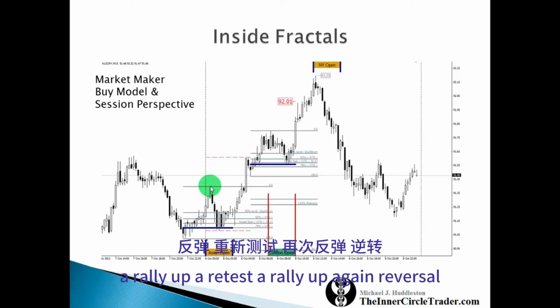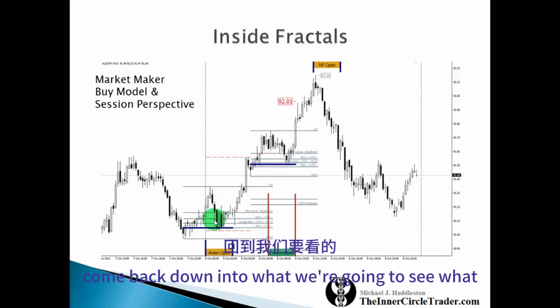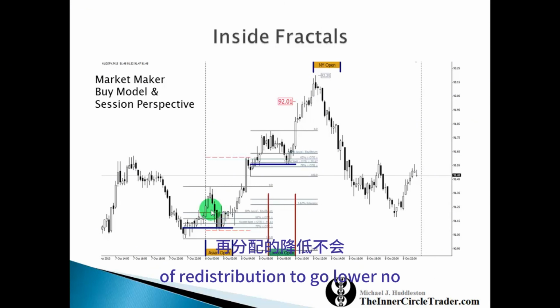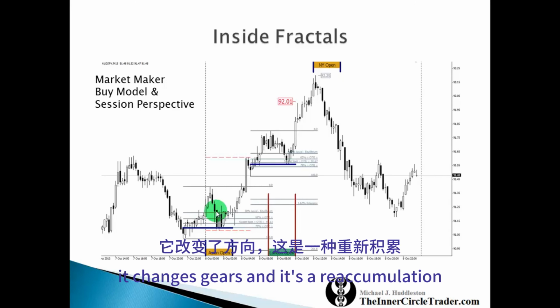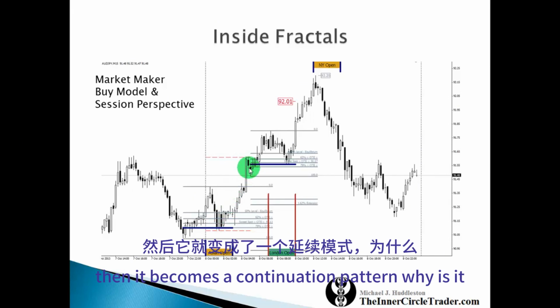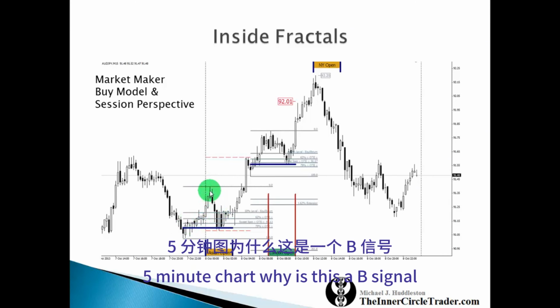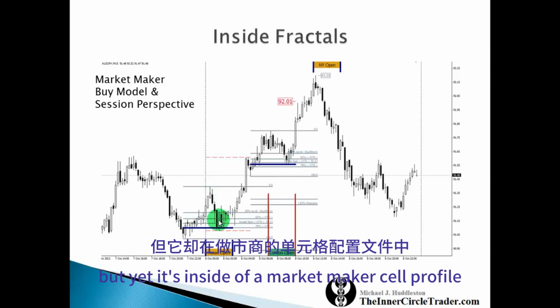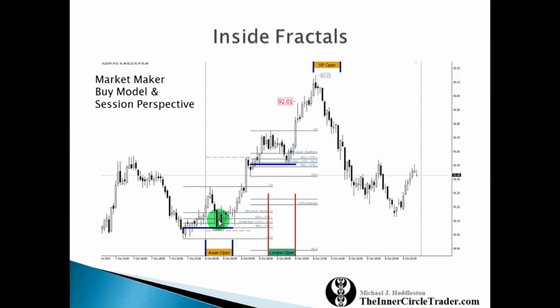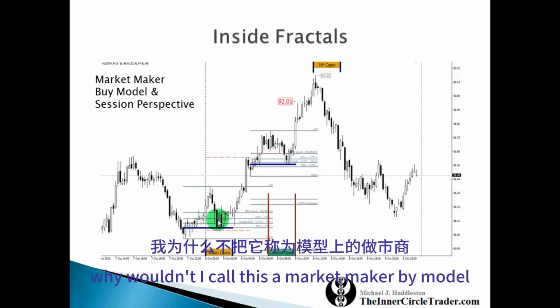a rally up again, reversal, come back down into what? We're going to see what? A redistribution to go lower? No. It changes gears and it's a reaccumulation. Then it becomes a continuation pattern. Why is this sell profile that we're going to see on a lower time frame 5-minute chart, why is this a buy signal, but yet it's inside of a market maker sell profile? Why would I call this a market maker buy model?